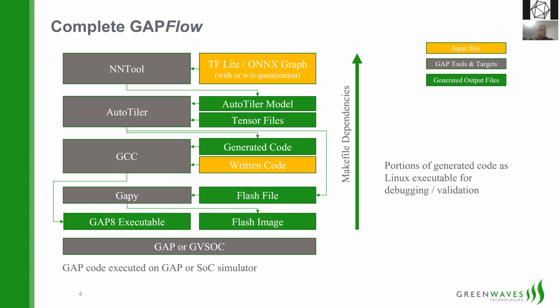GAP8, which is our first product, only operates on fixed points, so quantization is extremely important to us. NN tool can handle those quantization steps with various different strategies inside it, or it can suck in quantization information, currently only from TensorFlow Lite, and then use those tensor statistics and some indications of the quantization which TensorFlow has applied to apply quantization that's compatible with our kernels.